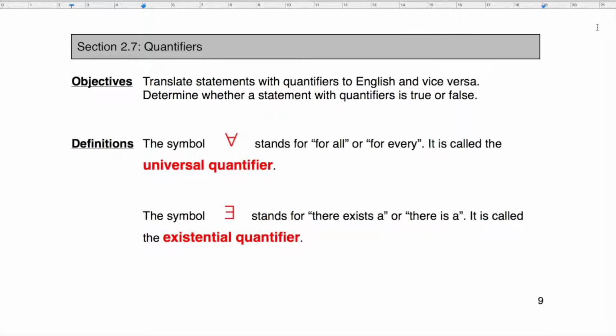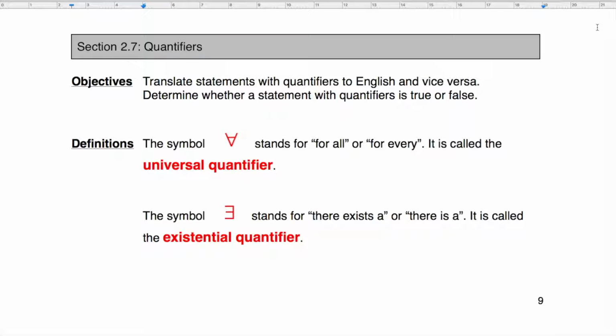Today in section 2.7 we will learn about quantifiers. The objectives are to translate statements with quantifiers to English and vice versa, and to determine whether a statement with quantifiers is true or false. So what are the quantifiers and why are they useful? What do they do that we couldn't do until now?